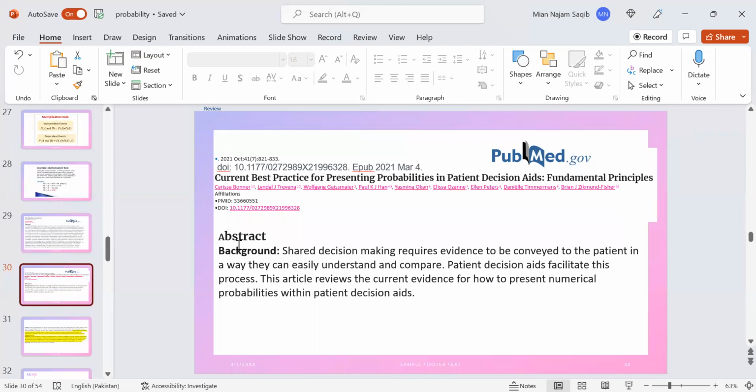Another article is on the current best practice for presenting probabilities in patient decision aids: the fundamental principles. The abstract states that shared decision making requires evidence to be conveyed to the patient in a way they can easily comprehend and compare. Patient decision aids facilitate this process. And this article reviews the current evidence for how to present numerical probabilities within patient decision aids.